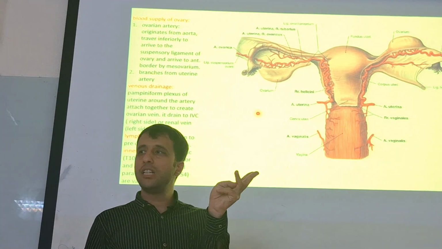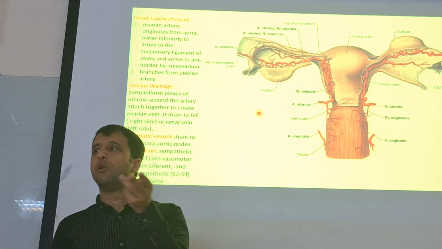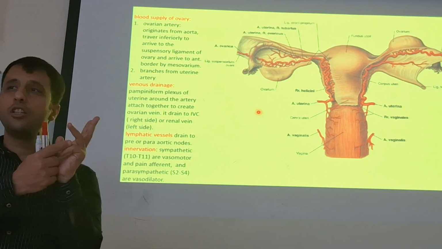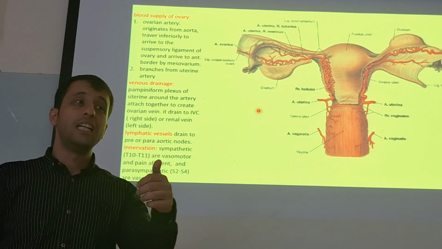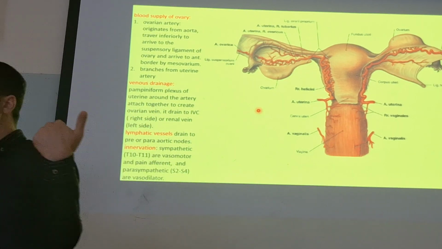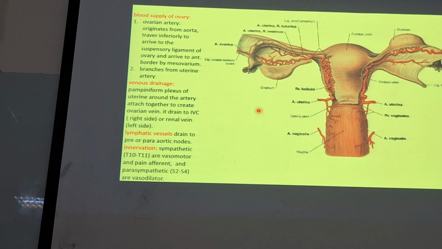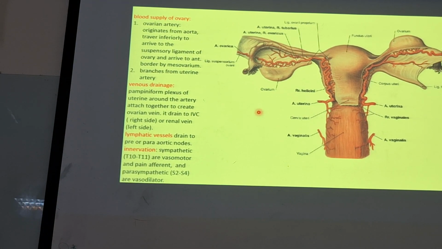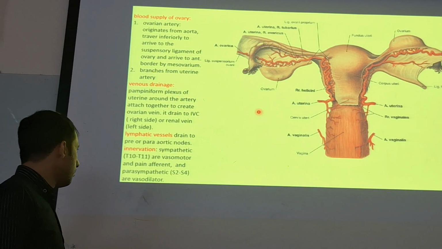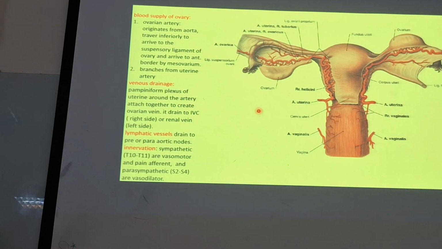What is the venous drainage? The ovarian vessel is like the testicular vessel. On the right side, it drains to the IVC. On the left side, it drains to the left renal vein. What is the lymphatic drainage? Like the testes, to the pre-aortic and para-aortic lymph nodes.